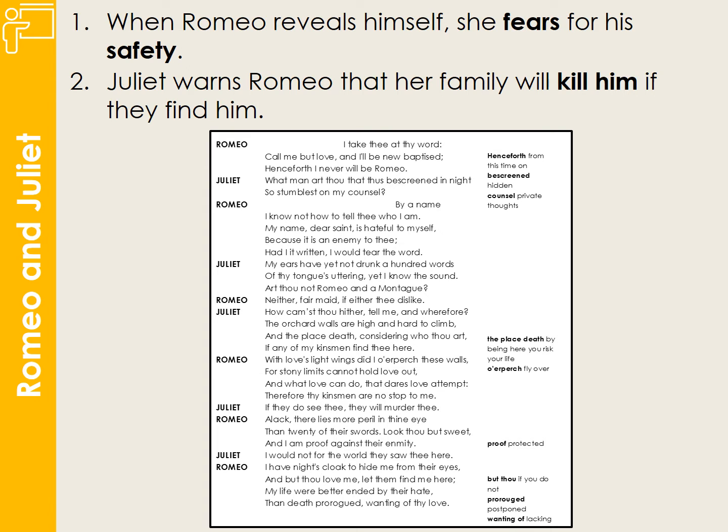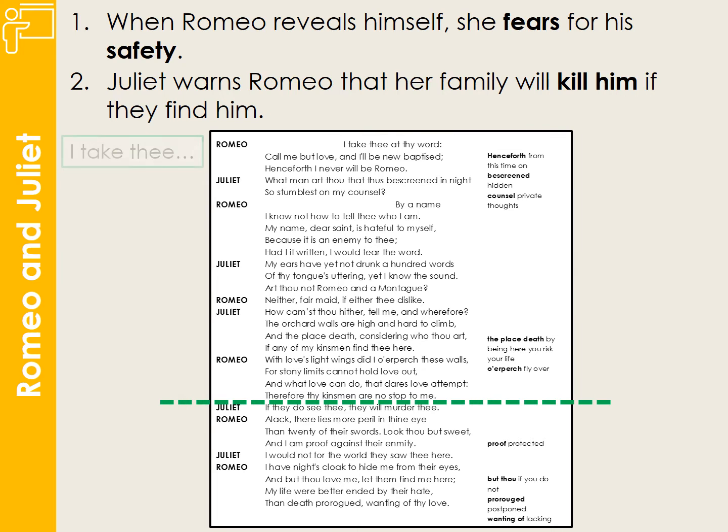Okay, so there are two things basically that you need to remember from this passage. One is that Romeo reveals himself, lets her know he's there, and then she fears for his safety. So she's saying, listen, if they find you here, they will kill you. At first she's afraid, saying, look, you're not safe here. And then she warns that her family will kill him.